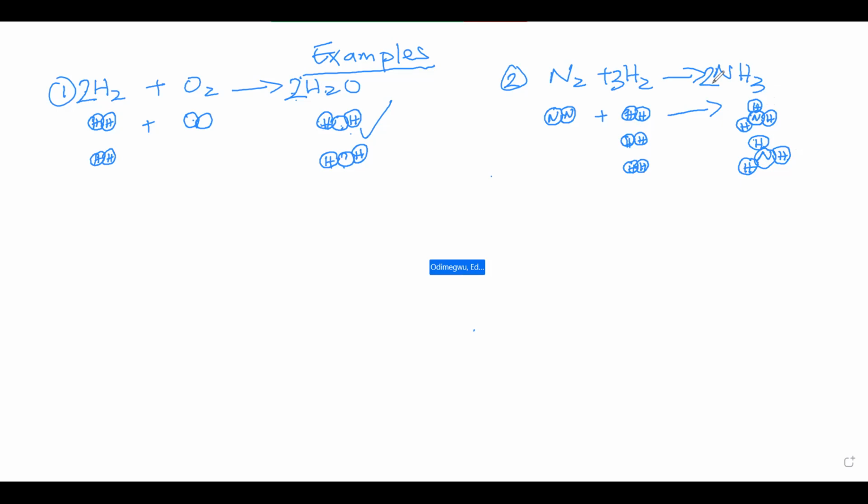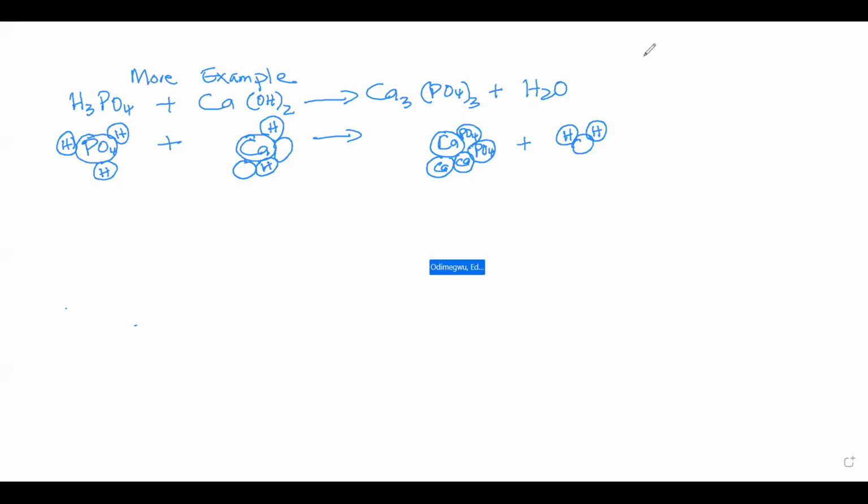Okay. Let's look at more examples. Okay. This is a more complex example. One thing you must know here, in this particular equation, a polyatomic ion is there. On the reactant side there's a polyatomic ion, and on the product side there's a polyatomic ion. And anytime you have a polyatomic ion on the reactant side and on the product side, treat it as one unit. Like here is PO4, you don't count P separate and O separate, you count it as one unit.